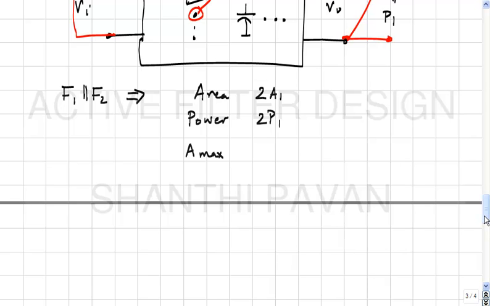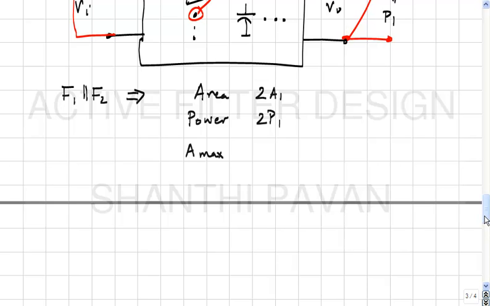No. No point in doing this. Yes, there is no point in doing this, but there is a point in doing the opposite, which is I can think of any filter as the parallel combination of two identical halves, isn't it? Correct? And each half will occupy half the power of the entire filter.